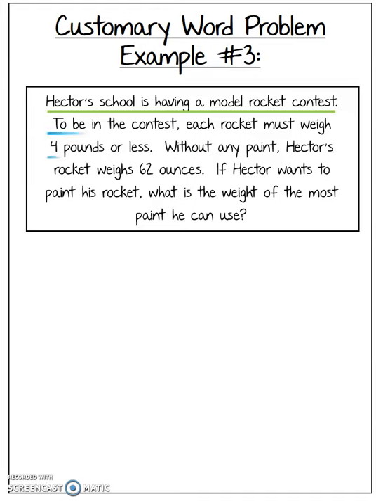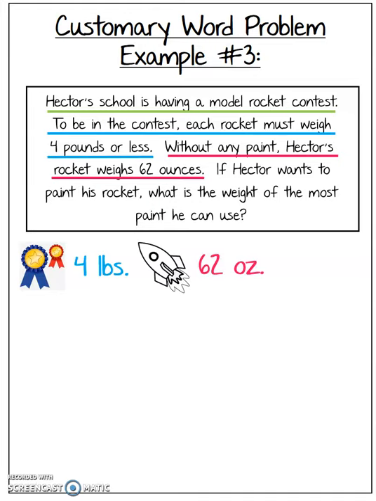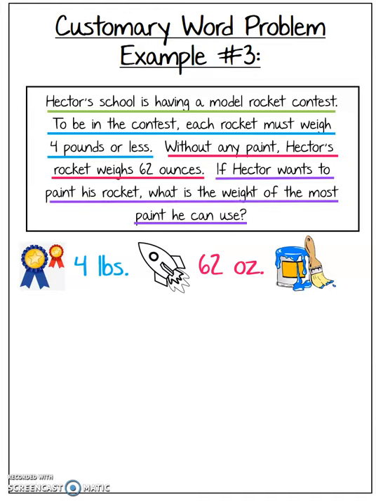The second sentence says, to be in the contest, each rocket must weigh 4 pounds or less. So I'm picturing that flyer and it's giving me the information that it can be no more than 4 pounds. The third sentence reads, without any paint, Hector's rocket weighs 62 ounces. So I'm picturing the model rocket and I know that it has a weight of 62 ounces. Finally, if Hector wants to paint his rocket, what is the weight of the most paint he can use? So he's trying to decide what mystery amount he can use in order to still enter the contest.